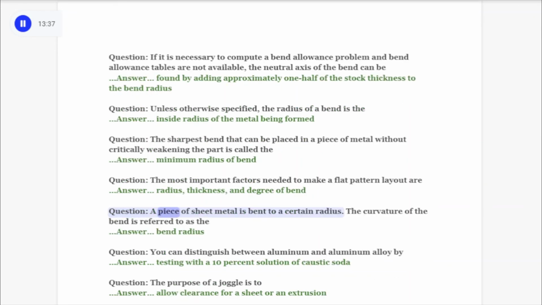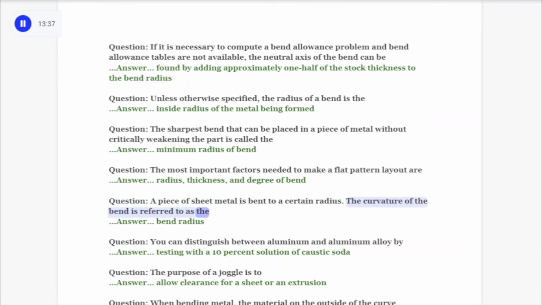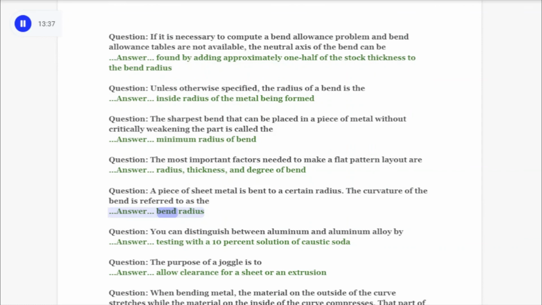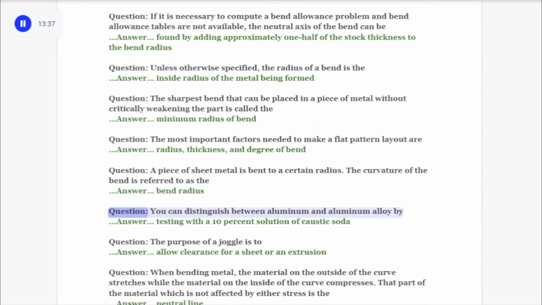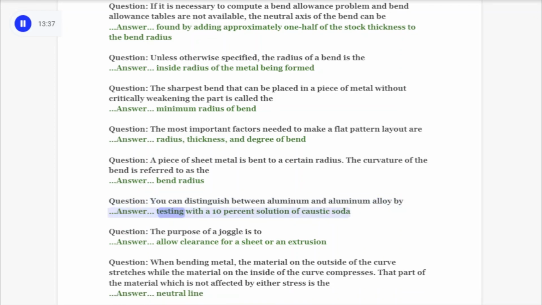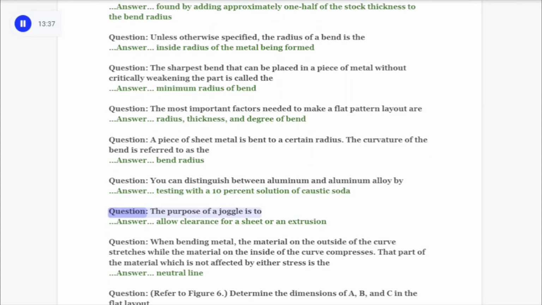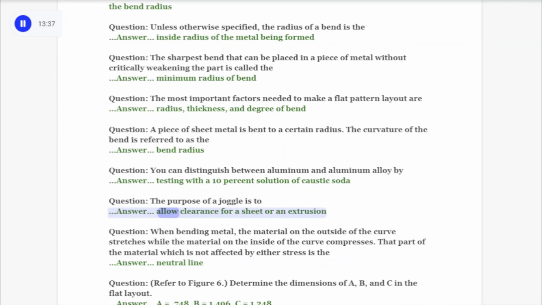Question, a piece of sheet metal is bent to a certain radius. The curvature of the bend is referred to as the. Answer, bend radius. Question, you can distinguish between aluminum and aluminum alloy by. Answer, testing with a 10% solution of caustic soda. Question, the purpose of a joggle is to. Answer, allow clearance for a sheet or an extrusion.